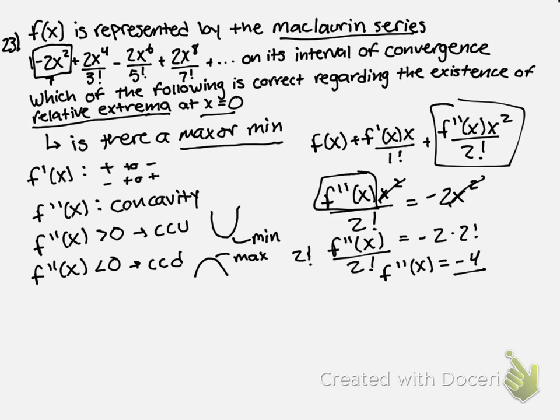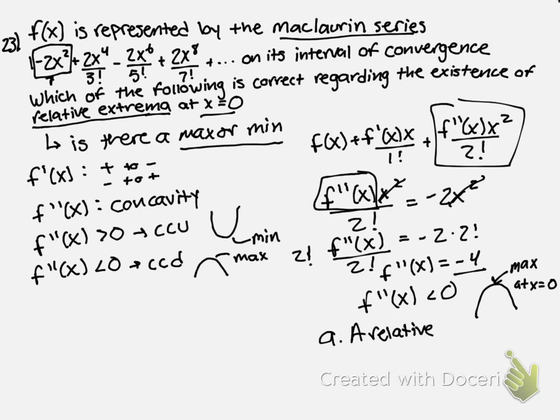So here we have a negative f double prime of x, which indicates that we have a concavity that is downwards. So f double prime of x is less than 0, so we're concave down, which shows us that we have a max at x equals 0. So the answer for problem 23 for the midterm would be A, which states that there's a relative maximum.